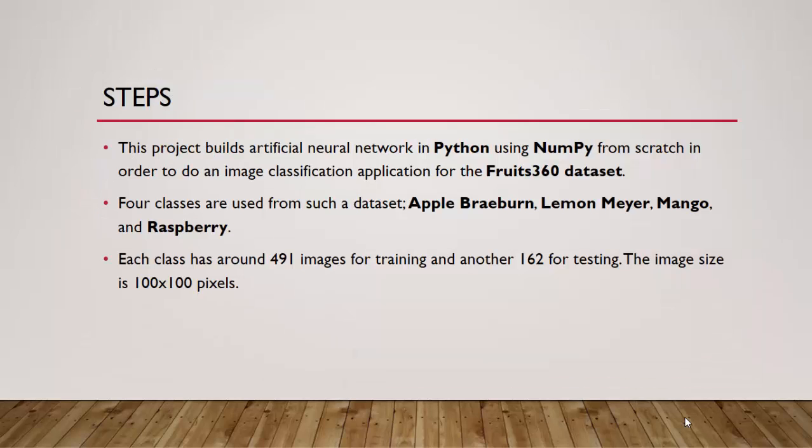The steps for the project is to build a neural network in Python using NumPy from scratch in order to do an image classification application for the Fruits360 dataset. 4 classes are used from such a dataset: apple, berry, lemon, mango, and raspberry. Each class has around 491 images for training and another 162 for testing. The image size is 100 by 100 pixels.